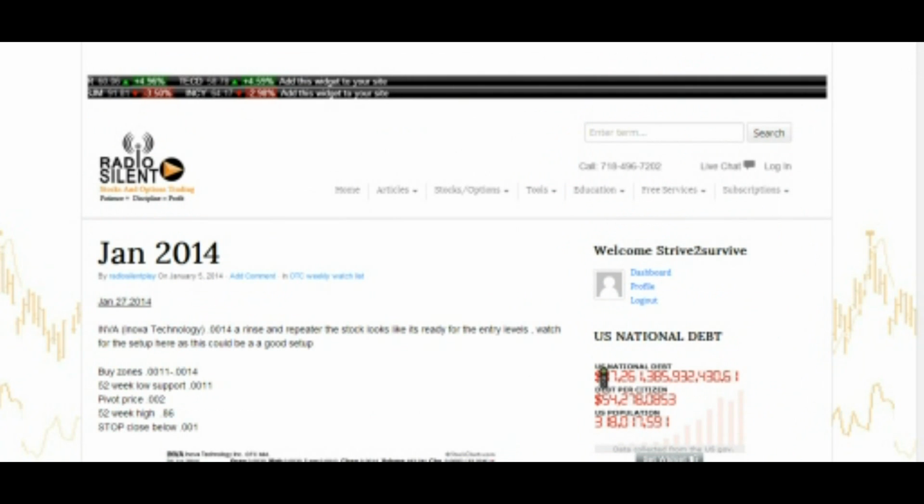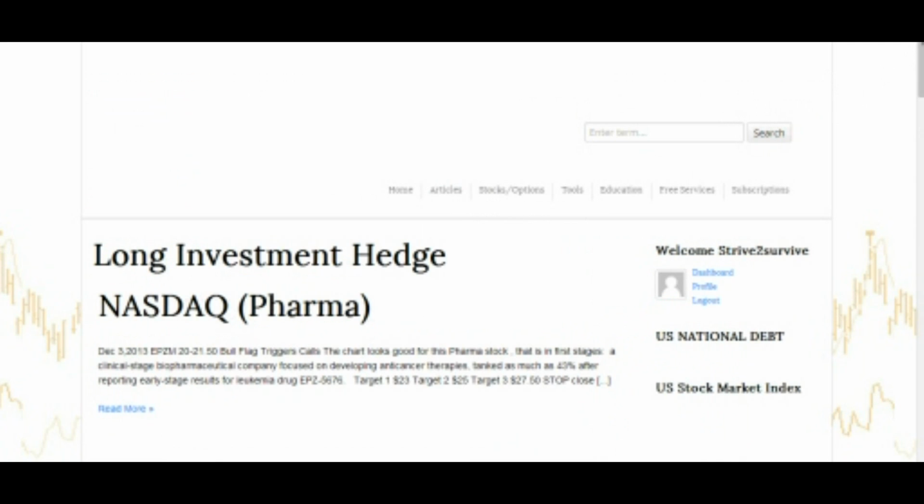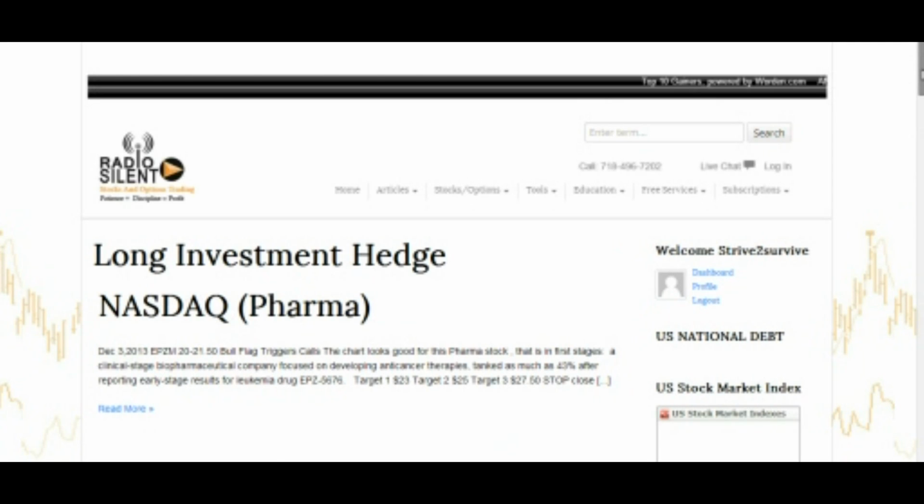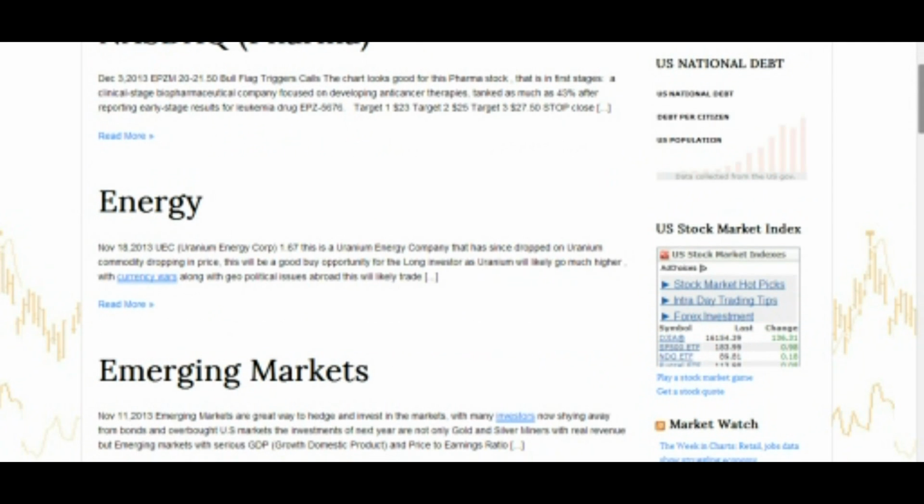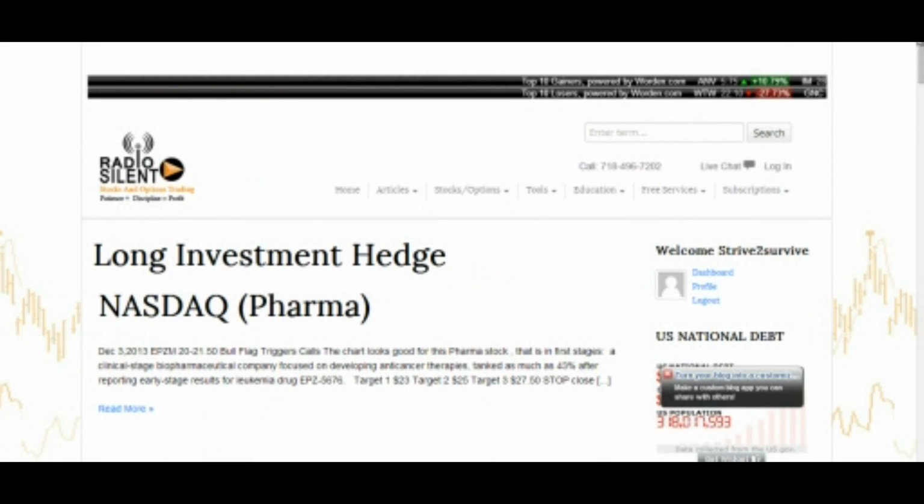If you want to invest, I have a long hedge investment here that's going to take you to a page where you can actually invest in NASDAQ stocks, energy stocks, emerging markets, mining stocks. But I'll be honest with you, trading penny stocks is high risk. And if you're using the RSP strategy, you're positioning yourself for a profitable trade.